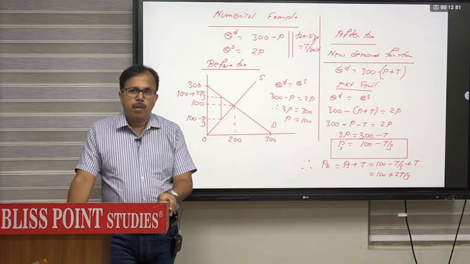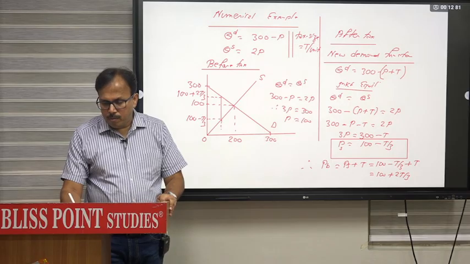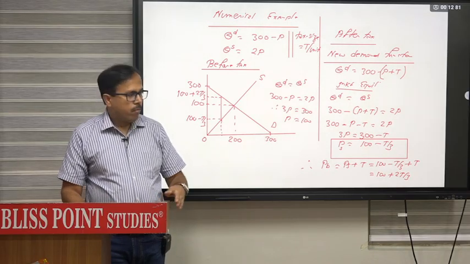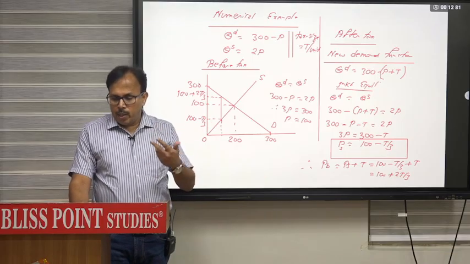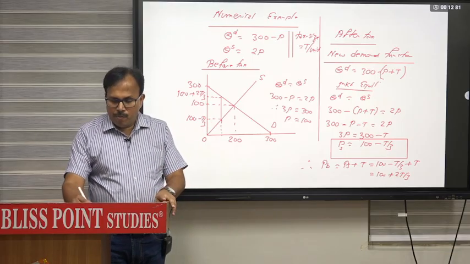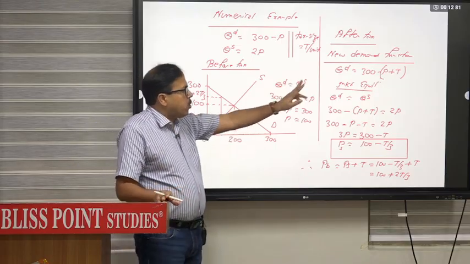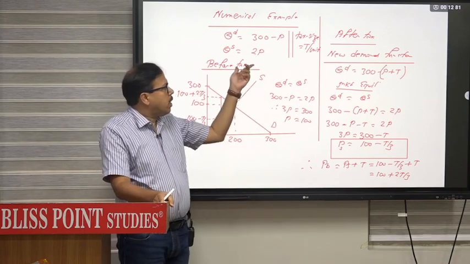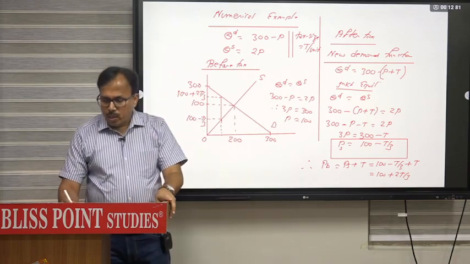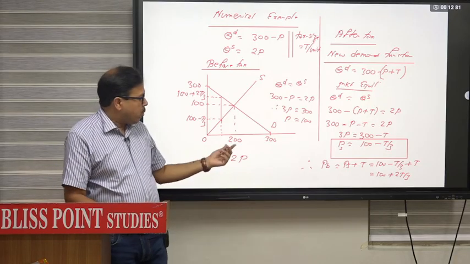क्लियर है. And last part is how much is the quantity. Before tax it was 200. What is after tax? You can calculate that quantity either from the demand function or from the supply function. अगर डिमांड फंक्शन ले रहे हैं तो बी श्योर कि आपने नया डिमांड फंक्शन यूज़ कर रखा है, और अगर सप्लाई फंक्शन है तो वो चेंज नहीं हुआ था. You can use this.